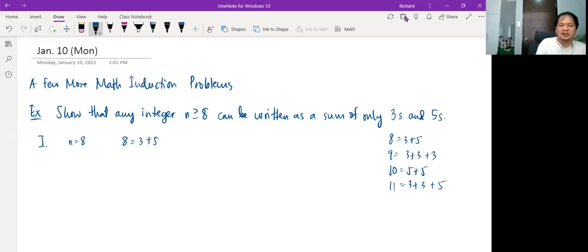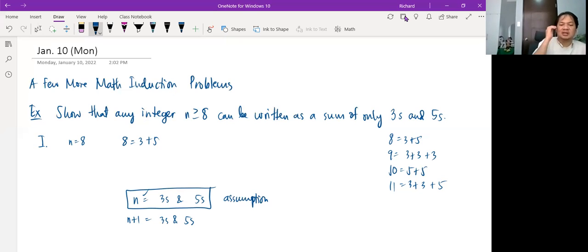So, let's say n can be written as a sum of 3s and 5s. How can we show that n plus 1 can also be written as a sum of 3s and 5s using what we have? Using this assumption, this statement that we are going to assume, also makes you wonder, why 8? So, why 8? All right, I'm trying to remember how this goes.